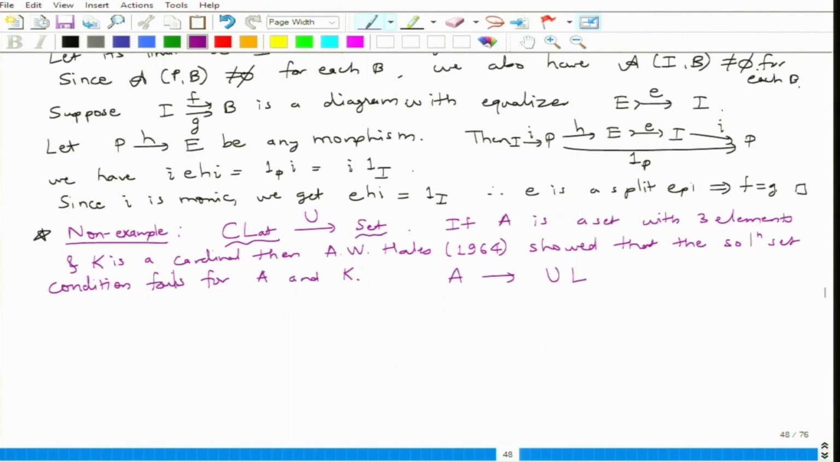He showed that the solution set condition fails, which means he showed that for any cardinality kappa, there is a lattice which is generated by a 3 element sublattice. For any lattice L of cardinality at least kappa, there is a sublattice generated by at least 3 elements which has cardinality bigger or equal to kappa. So the solution set condition fails here.